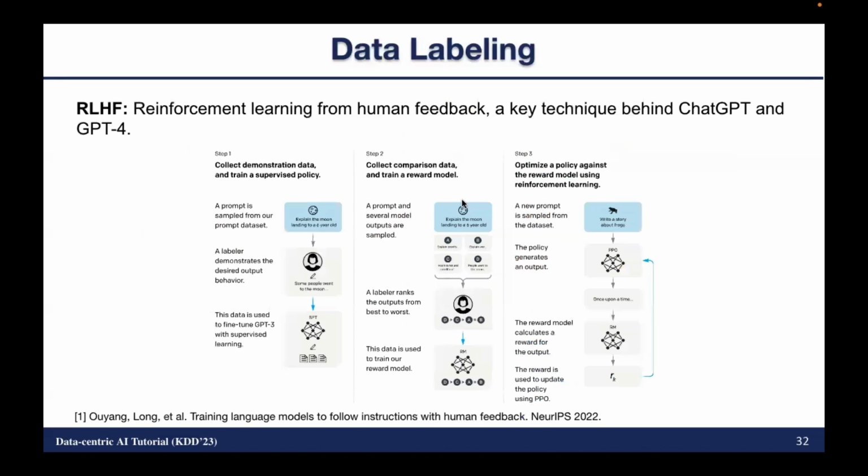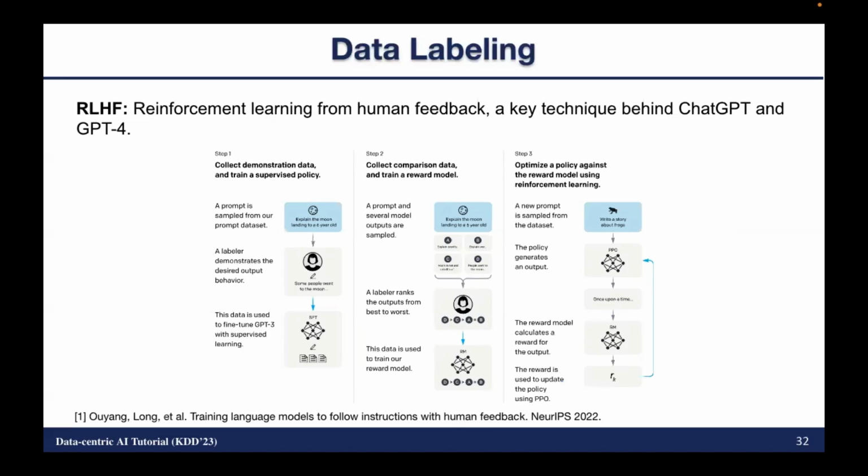The second one, which is very popular recently, is called reinforcement learning from human feedback, which is actually the key technique behind ChatGPT and GPT-4 for alignment. The high-level idea can be summarized in three steps. The first step is to collect demonstration data and train a supervised policy, which has nothing to do with reinforcement. The second one is very important: collect the comparison data.